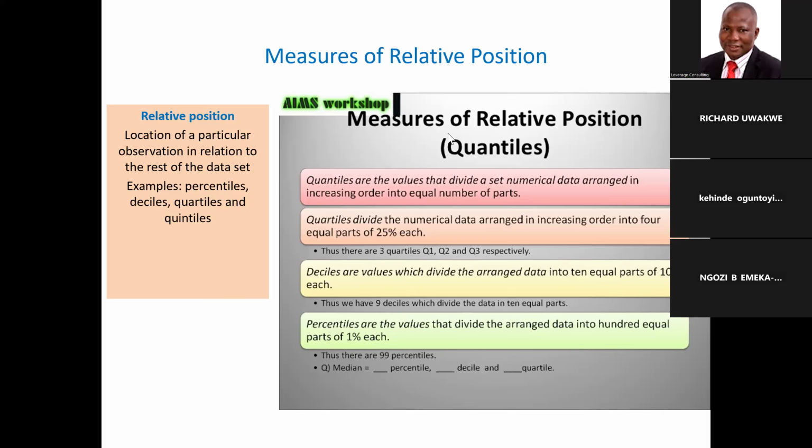But that's not actually the way. The logic behind this thing is in knowing the position. This measure of relative position is called quantile. Quantile. And there are different approaches to it.